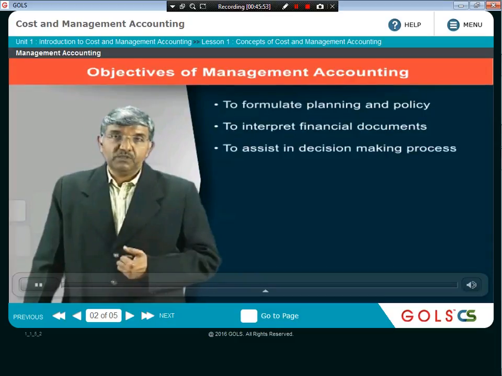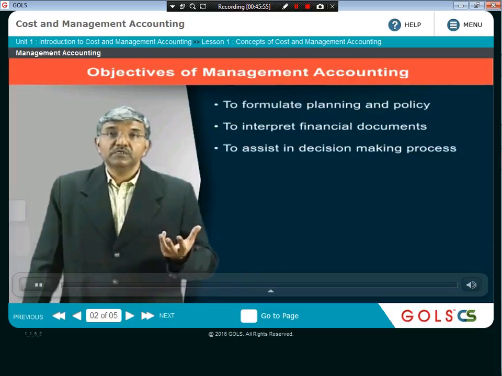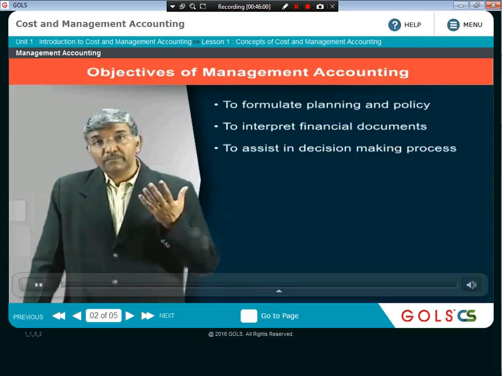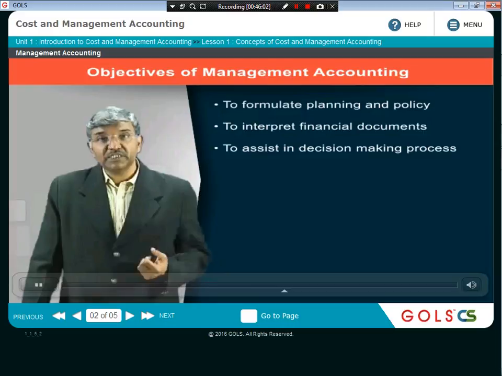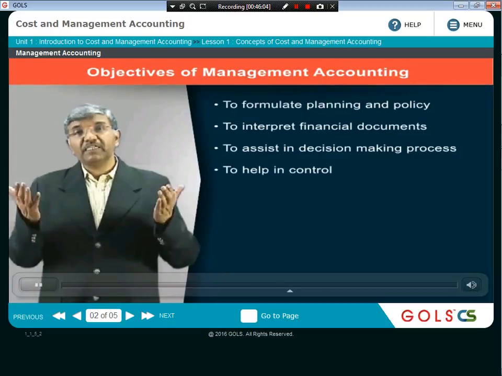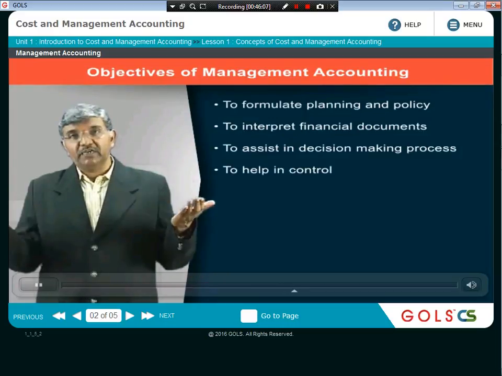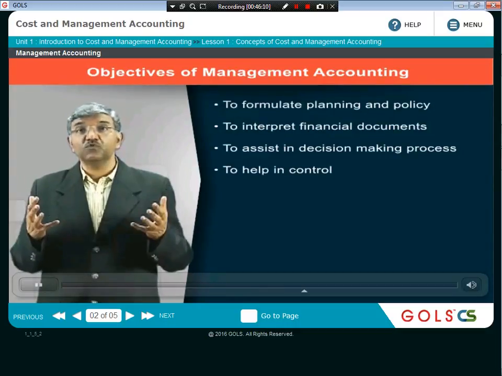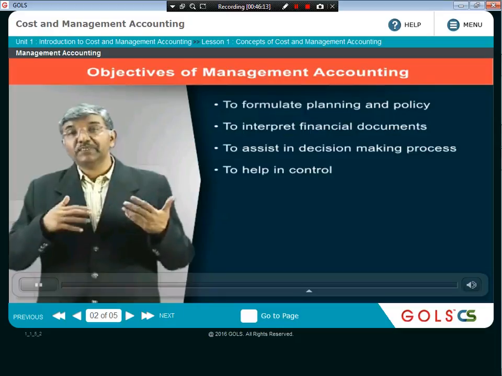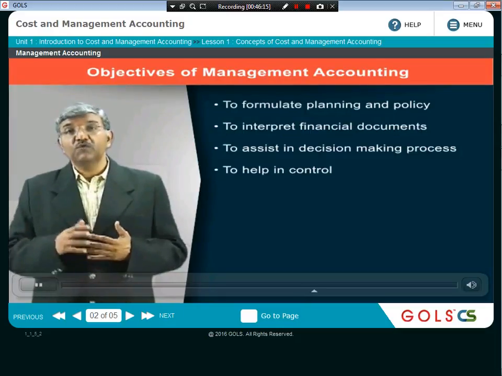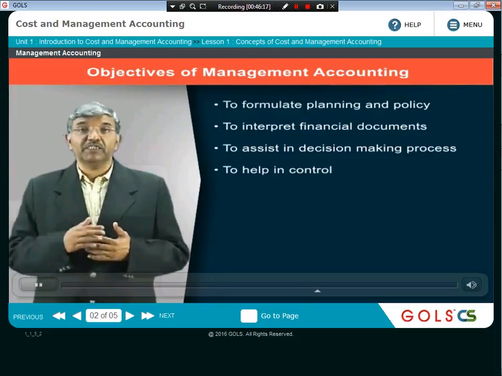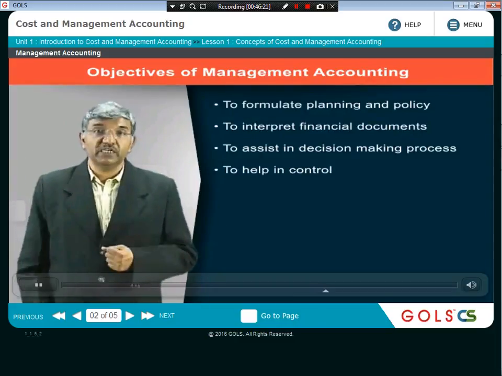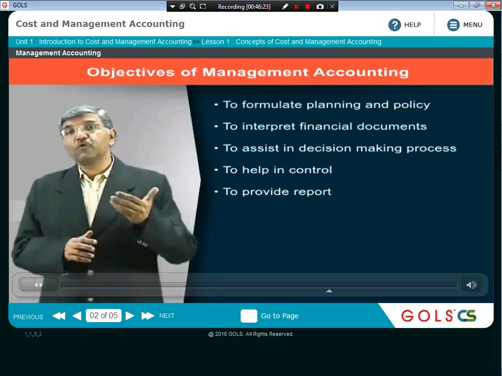No doubt, on the basis of the data presented and the analysis which is made, the management will be able to take decisions to help in control. Whenever you are comparing the data of two periods, on the basis of that you will come to know where your expenses are going beyond your control, where you are incurring higher expenses, why it is incurred, and how to control that. Accordingly, you can think about providing the report to the management.